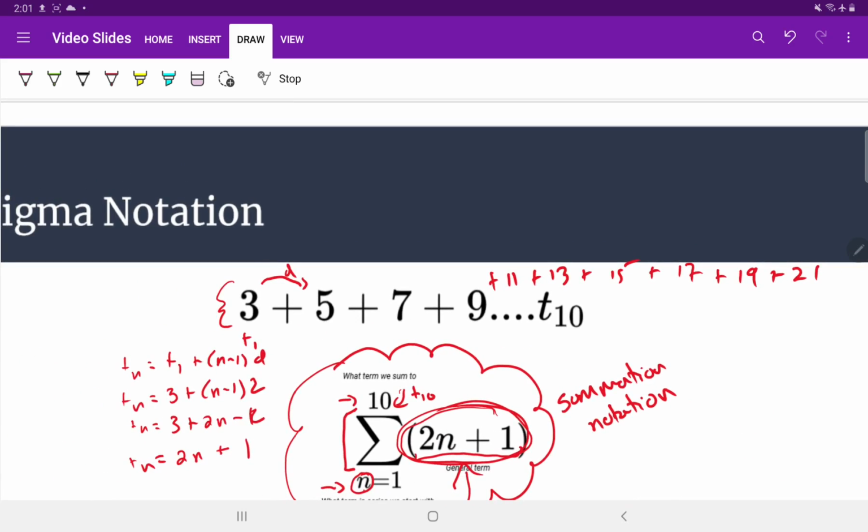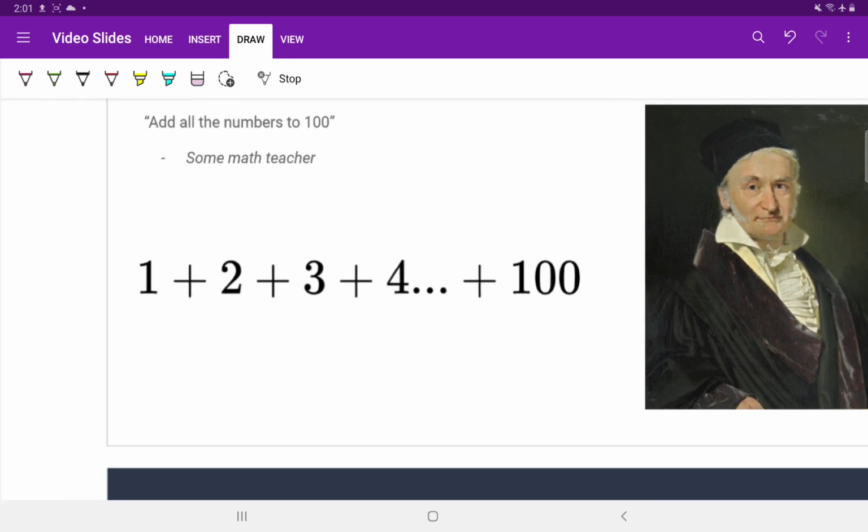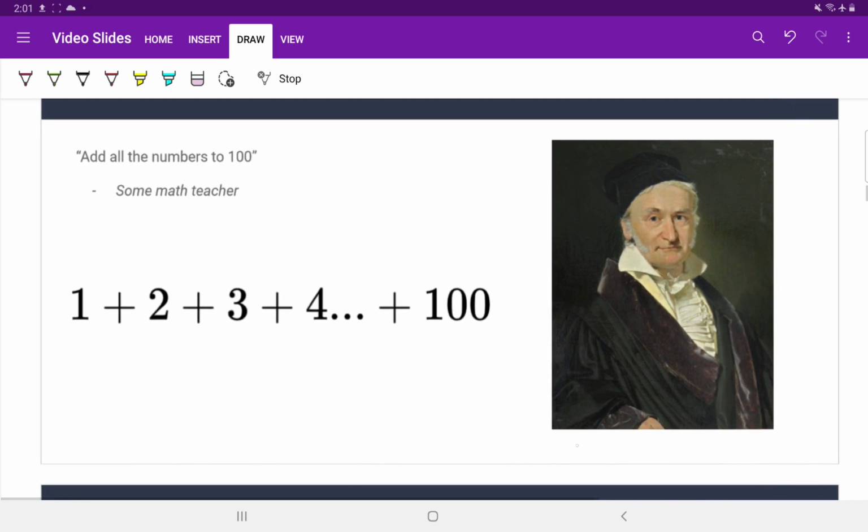But imagine trying to do this for, instead of just the first 10 terms, the first 100, the first 1,000. Is there an easier way to do this? Luckily there is. And we're going to do a quick history lesson here, about a famous mathematician called Frederick Gauss.